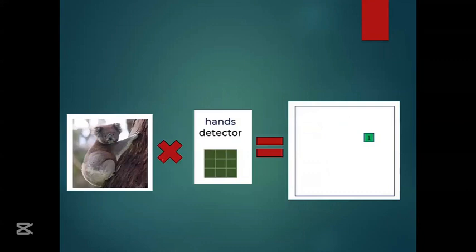Okay, this is the same thing, showing how to detect the hand. The same way, it is located in this area. So if it is matched, the output will look like this, because this hand detector is found in this area of the image.